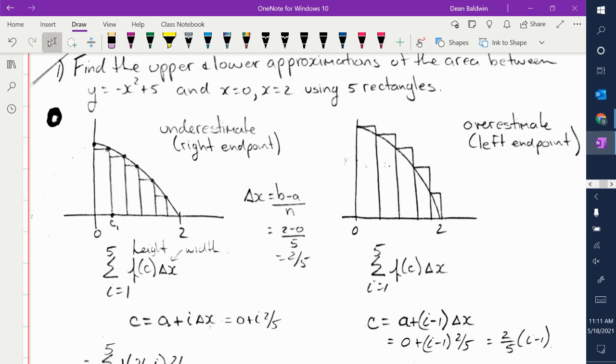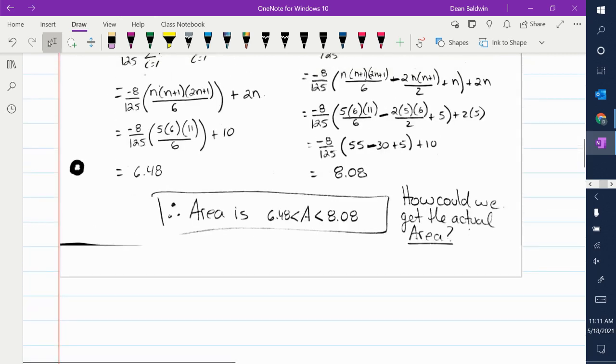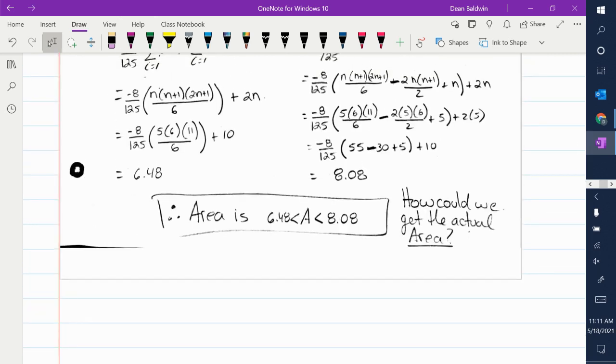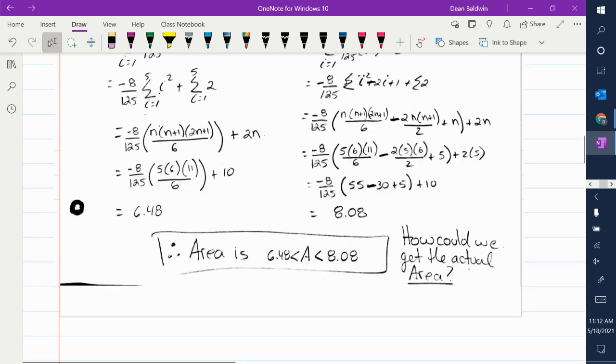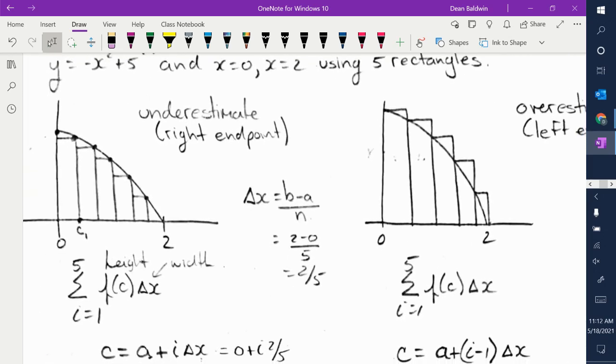How do I get, instead of this broad range of an answer, like between 6.48 and 8.08, which is pretty big, 1.5, how could I shrink it down so that I actually get a single answer of what the area under the curve is? What would I have to do to the size of the rectangles? Make them smaller, right? If I make them smaller and do more of them, I'll get a more accurate answer. Does that make sense?